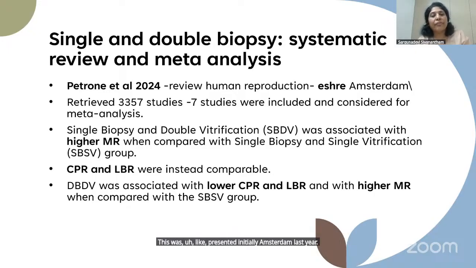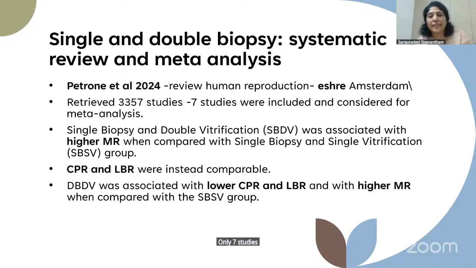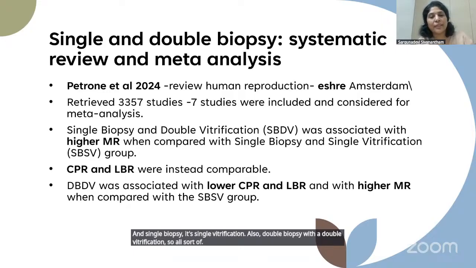And they have retrieved a lot of studies, 3357 studies, you see how many reports are out. Only 7 studies they could include and consider for meta-analysis. So again, they had all groups: single biopsy with double vitrification, single biopsy with single vitrification, and also double biopsy with double vitrification. So all sorts of comparisons were there.